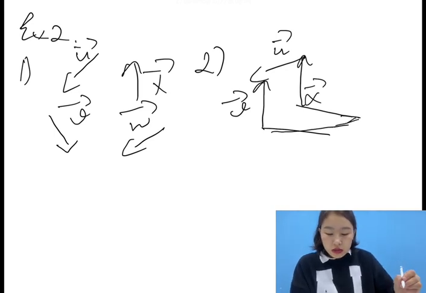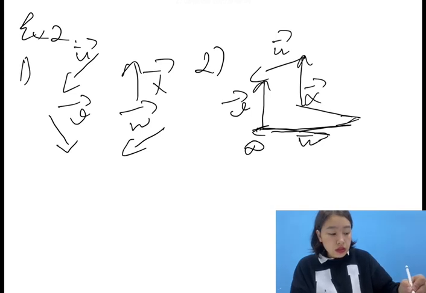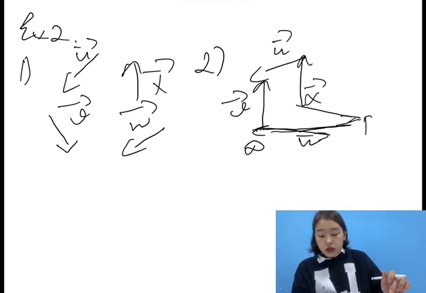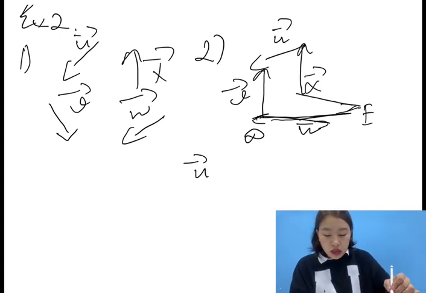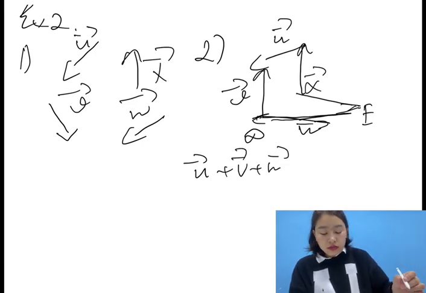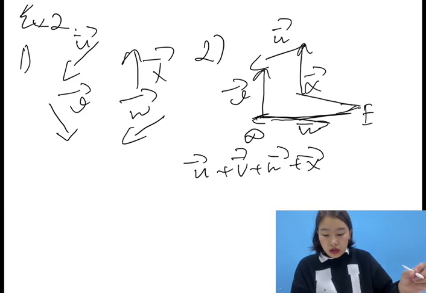Like that. So it's our W vector, this one, and here it will be D, and this one will be E. And we find that the sum of the U, V, W and X vectors is equal to what? A, D, E.